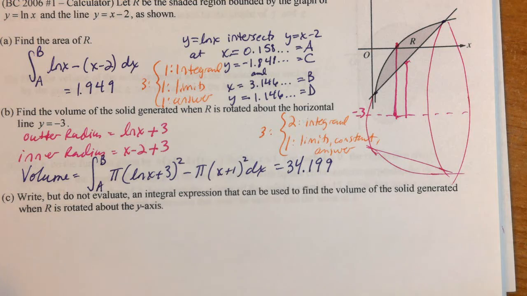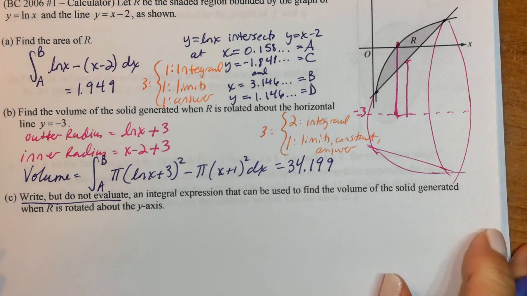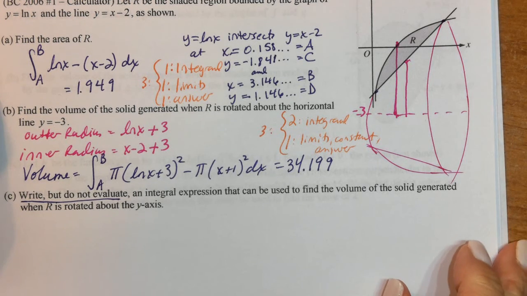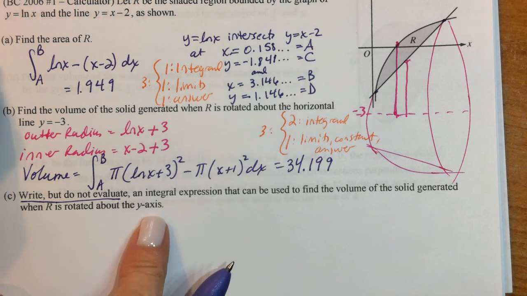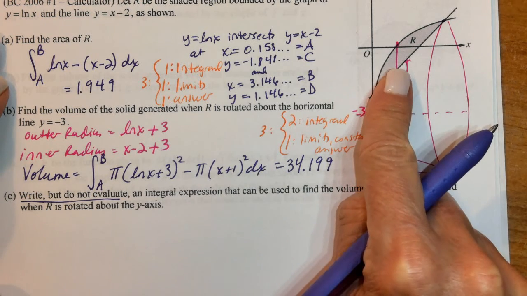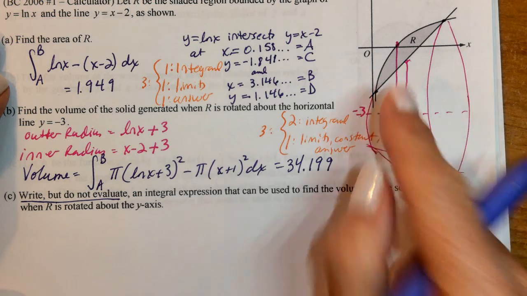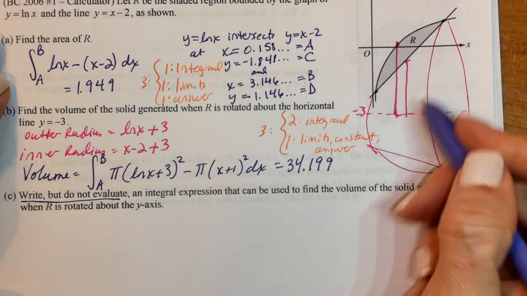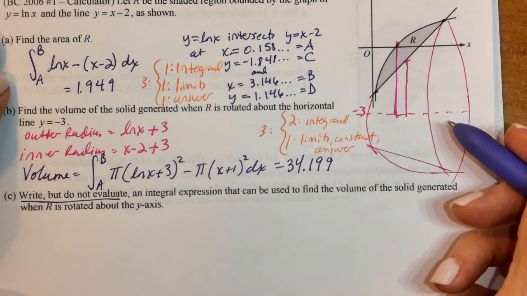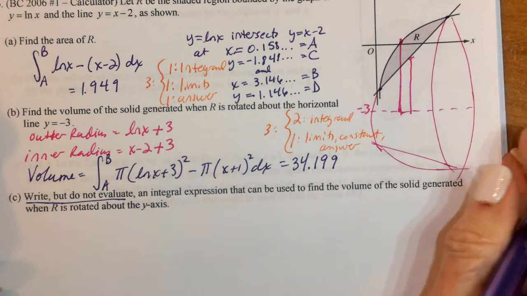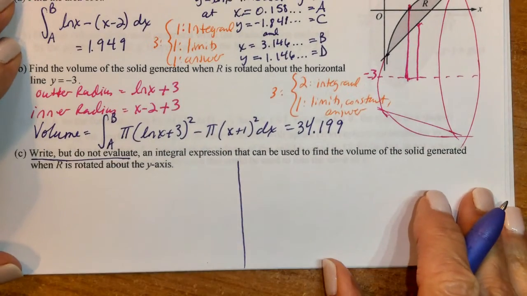Part C. Write but don't evaluate. Let's see if I can remember that this time. Write but don't evaluate an integral expression that can be used to find the volume of the solid generated when R is rotated about the y-axis. Now we're taking this and rotating it about the y-axis. There are 2 ways to do this. We can do it with the same disc and washer method that we used here, or we can use the cylindrical shell method. I think I'm going to do it both ways for you.